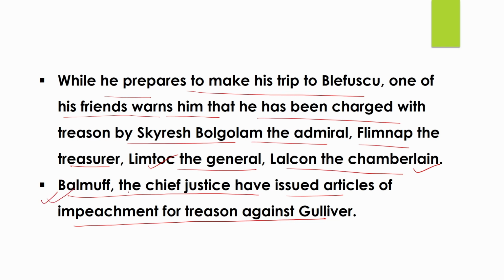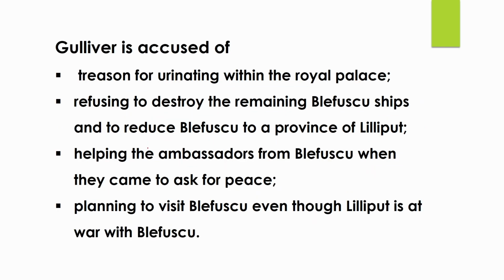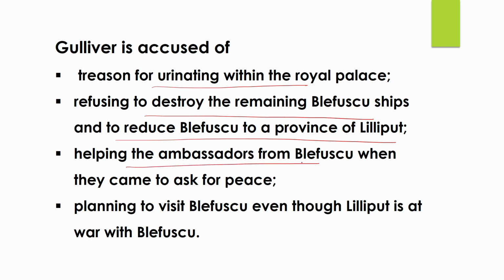against Gulliver. Gulliver is accused of treason for urinating within the royal palace, refusing to destroy the remaining Blefuscu ships and to reduce Blefuscu to a province of Lilliput, helping the ambassadors from Blefuscu when they came to ask for peace, and planning to visit Blefuscu even though Lilliput is at war with Blefuscu.